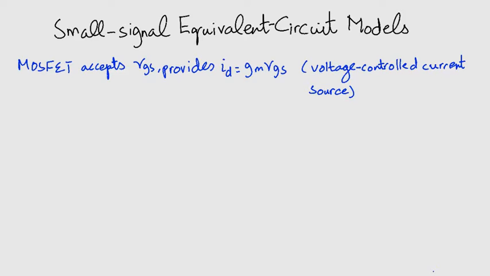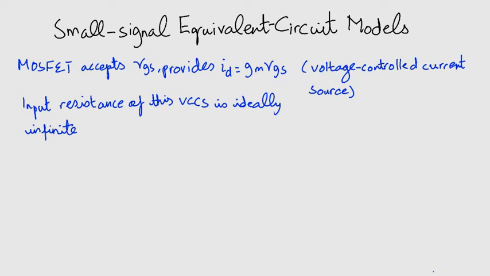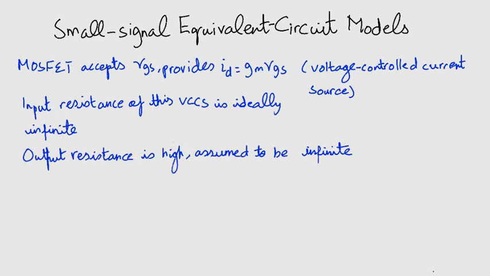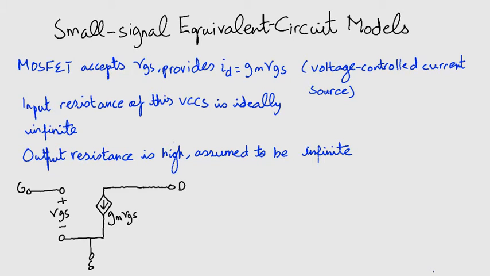Now the input resistance of this controlled source is very high, and ideally it is infinite. The output resistance, that is the resistance looking into the drain, is also high, and we have assumed it to be infinite thus far. Now if you want to draw a circuit incorporating all these features and wish to replace the MOSFET by an equivalent model, we arrive at something like this. This is the small signal equivalent circuit of the MOSFET.